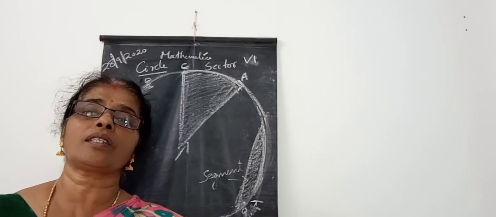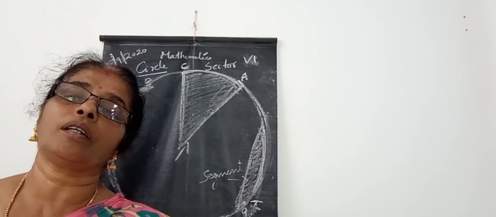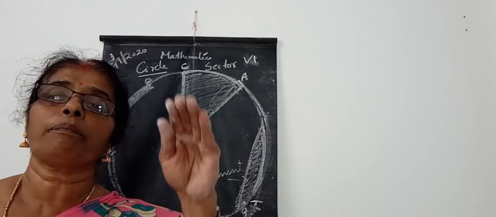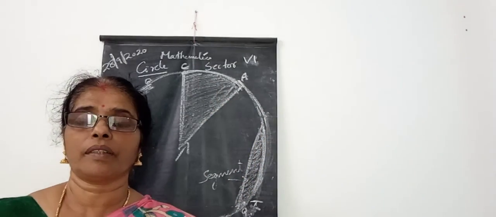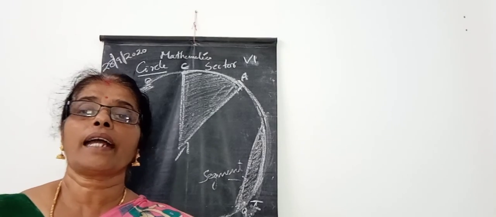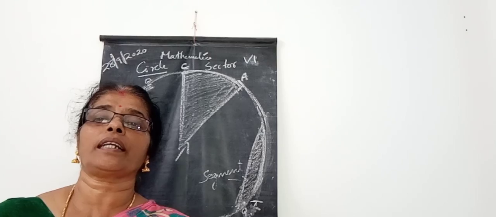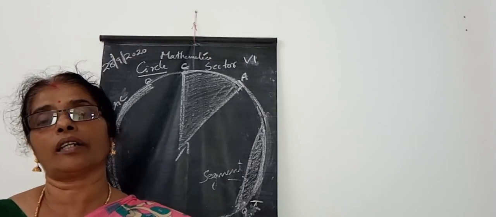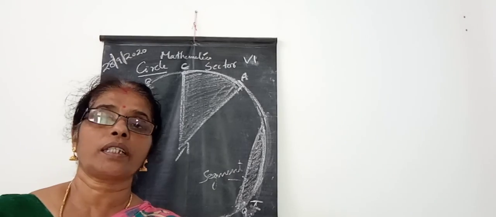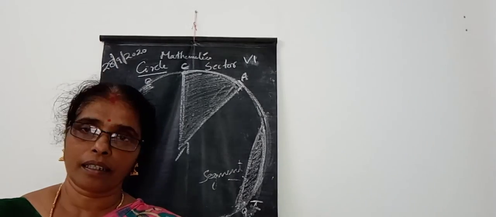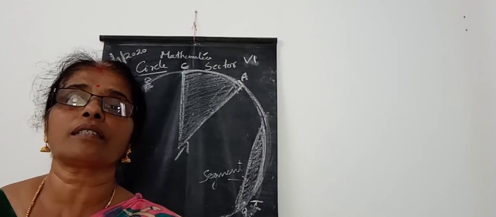Sector means one side of the circle is an arc, joined with a pair of radii. That region we can call a sector. And segment means one part is an arc and the other part is a chord. That region we can call a segment. So these are the parts of the circle. So you have to draw a circle and you have to point out these parts.